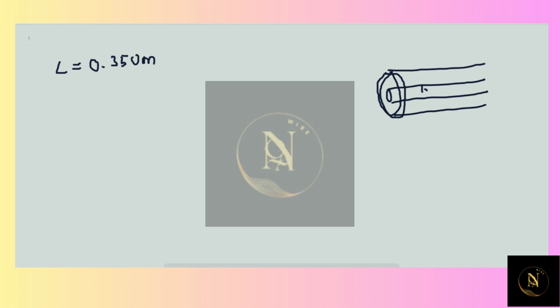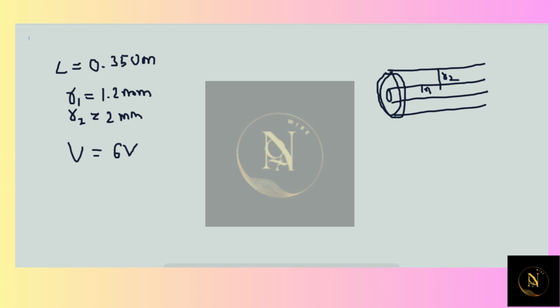The radius of the inner core, let's say, is R1, and the radius of the inner part of the outer shell is R2. So R1 is given to be 1.2 mm, and R2 is given to be 2 mm, and the potential between the inner core and the outer shell is given to be 6 volts. And in the first part of the problem, we need to find the linear charge density for this cylindrical capacitor.